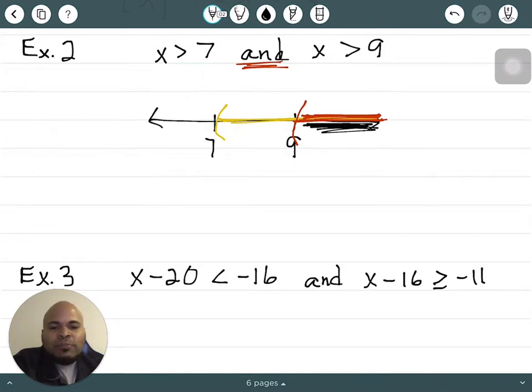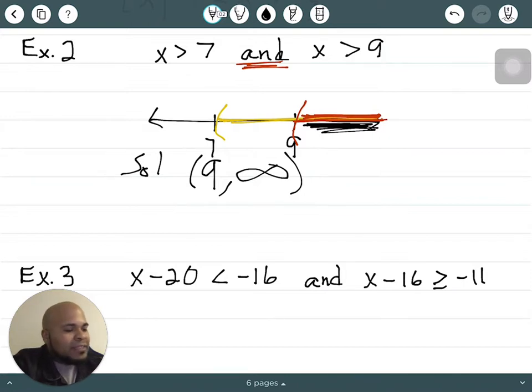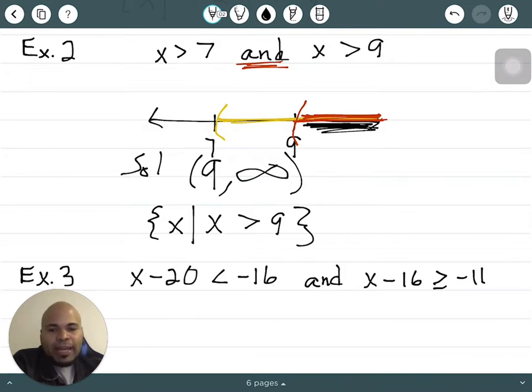So what is my new solution? My new solution are all the numbers greater than 9. If I have interval notation, I'm going to start at 9 and end up at positive infinity because I keep going to the right. If I have set builder notation, all I have to do is write down that this is all the x's such that x is greater than 9. And I close my bracket.